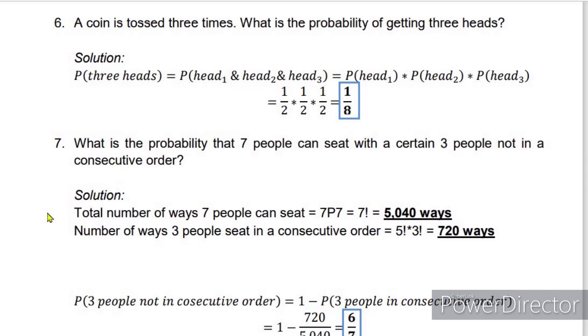Next, 7. What is the probability that 7 people can sit with a certain 3 people not in consecutive order? The solution: the total number of ways 7 people can sit, back in the permutation, is 7 permutation 7, which is 7 factorial, 5,040 ways. The number of ways 3 people sit in consecutive order, remember our general formula for that, is the factorial of 7 minus 3, which is 4, plus 1, 5. That's why we have 5 factorial. Remember that formula. Multiply by the factorial of 3, which is equal to 720 ways.